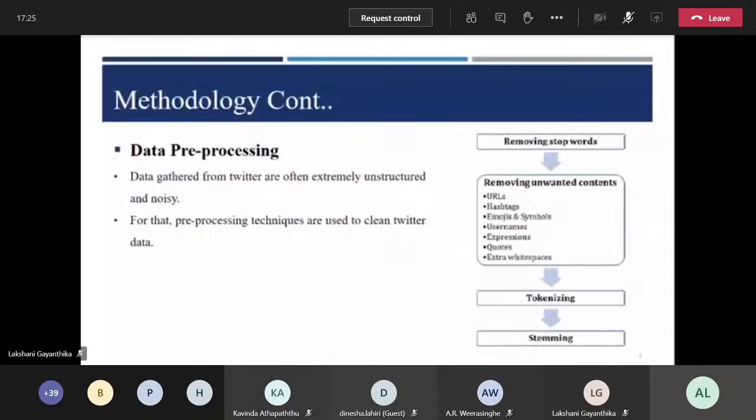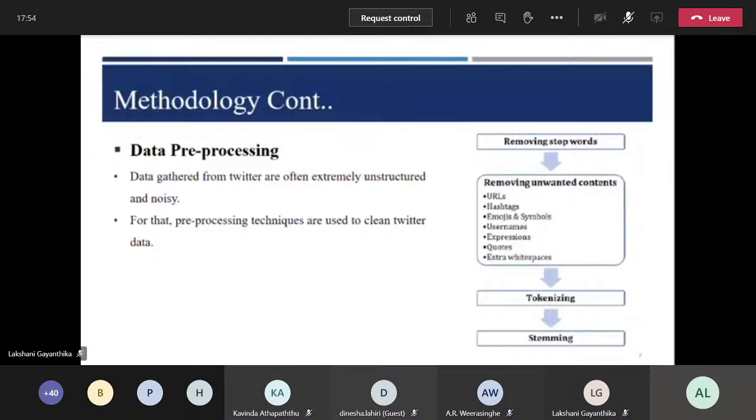In data pre-processing, as a next step, data pre-processing techniques should be applied to the extracted collection of data, since typos and unnecessary items such as URLs and stop words can be present in the Twitter posts. Data gathered from Twitter are often extremely unstructured and noisy. Clean Twitter data are produced by the pre-processing technique and will be used in the next step.